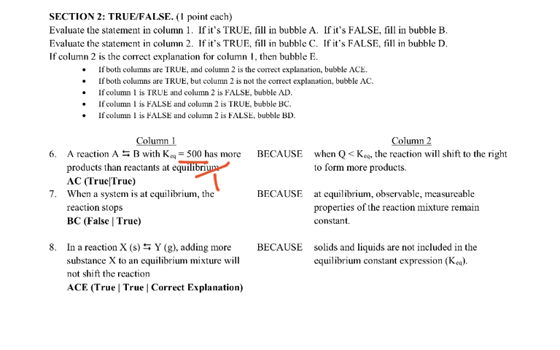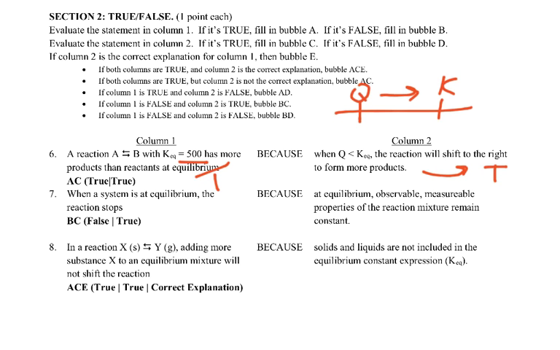When Q is less than KEQ, the reaction will shift to the right to form more products. Okay, so we can look at here. If we do a number line, and we have Q and K, then we know that it shifts to the right, and that makes sense. So when Q is smaller than K, it's going to shift to the right, so this is also true. Now, these are both true, but the second one really does not do any kind of explaining for the first one, so it's true, true, not CE.